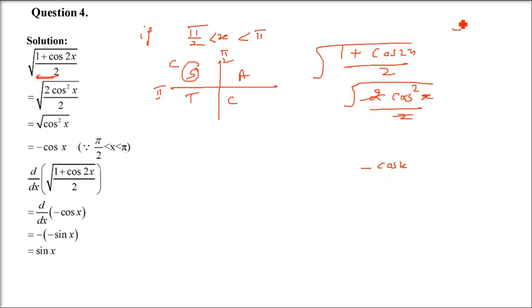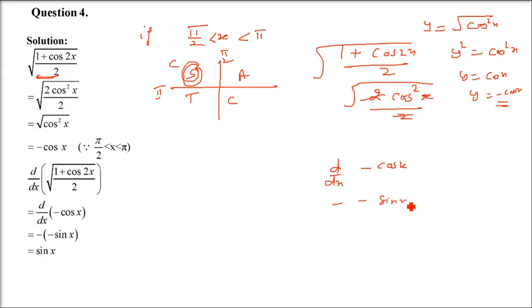I hope it is clear. In the second quadrant, only sin is positive, so cos will be negative. That is why we have to do minus cos x. So if we do this kind of thing, y can be cos x, or y can be minus cos x, because the square, the negative will go. So we have to see how it has come, because whenever we are dealing with root, we have to see whether it was negative or positive. So because the condition is pi by 2 to pi, d by dx of minus cos x will come. Minus cos x: minus minus cancel, the derivative of cos x is minus sin x, so only sin x will come.